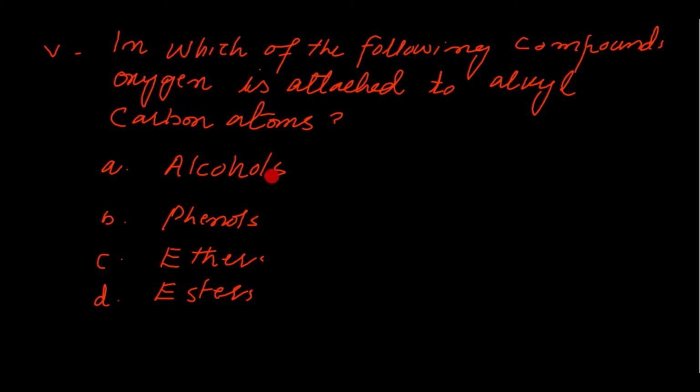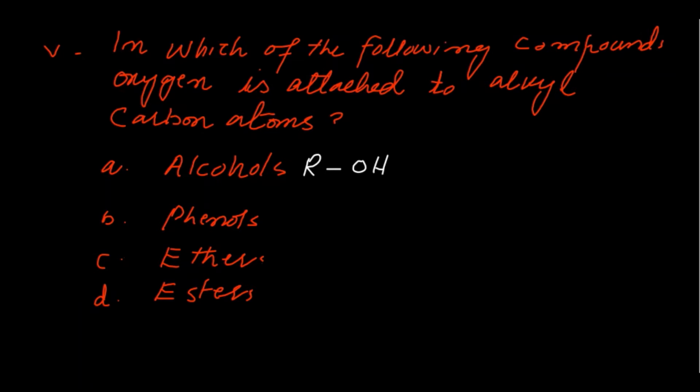organic compounds. The first compound which is given is alcohols. Right students? So we will write the general formula for alcohol. What is the general formula for alcohol students? The general formula for alcohol is ROH. So we write the general formula for alcohol, that is ROH. Right students? Now the next compound which is given is phenol.